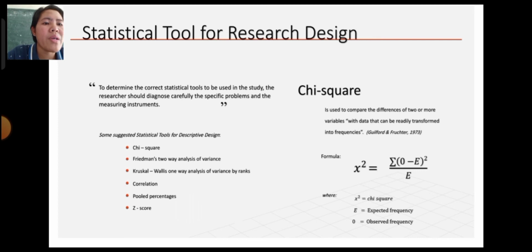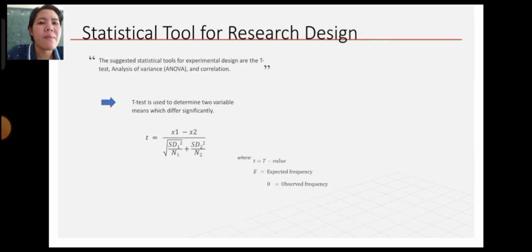Okay, chi-square is used to compare the differences of two or more variables with data that can be readily transformed into frequencies. Here we have a formula for chi-square, where x squared is the chi-square, e is the expected frequency, and o is the observed frequency.